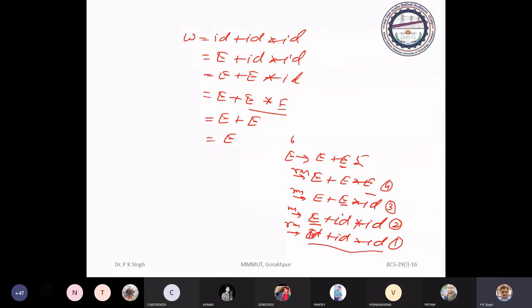See, we have started from here. This is this 1. Then we have E plus ID into ID, which means 2. Then E plus E into ID, which is 3. Then we have E plus E into E. This is 4, then this is 5, and this is 6. It means if you are able to reduce the string to be parsed to the start symbol, you will get the rightmost derivation in reverse.